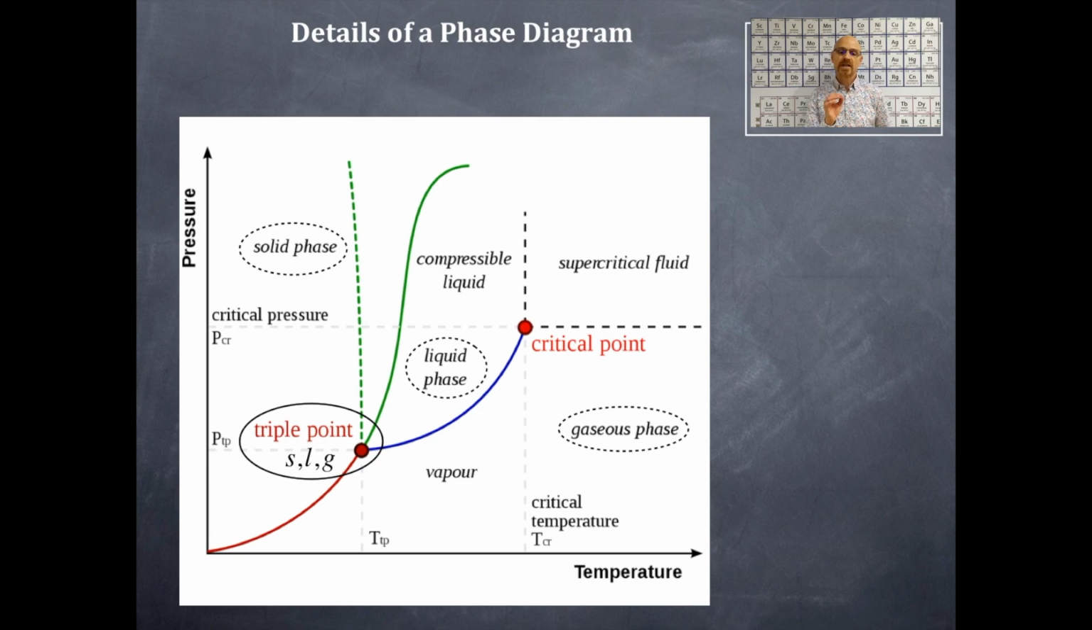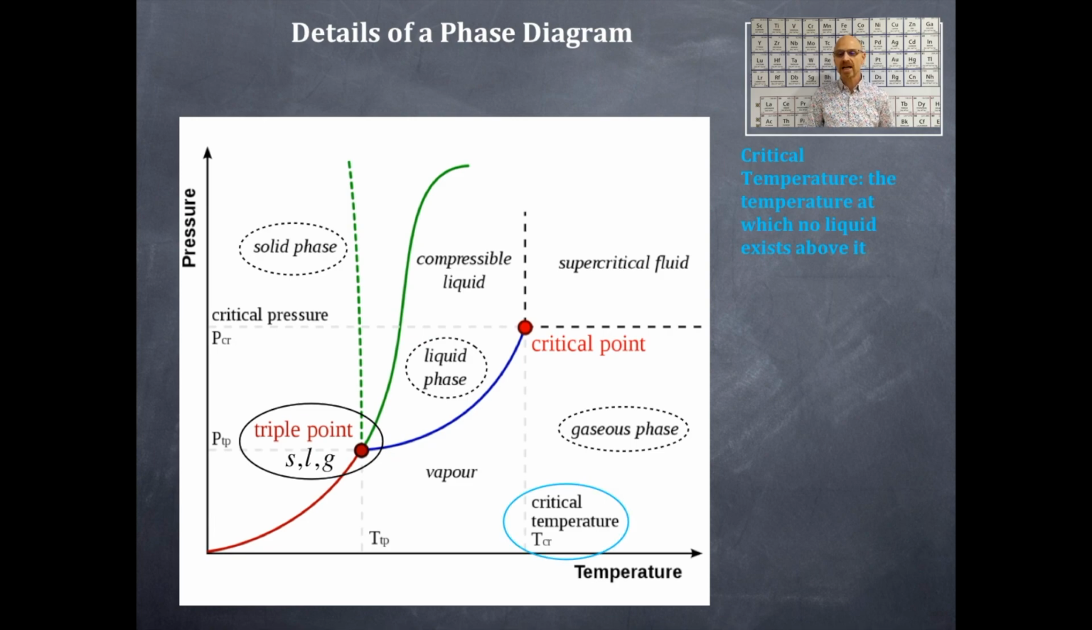Okay, so there's a triple point. The triple point includes the solid, liquid, and gaseous states all at one single pressure and temperature. That's the triple point, where all three different phases exist at the same time.